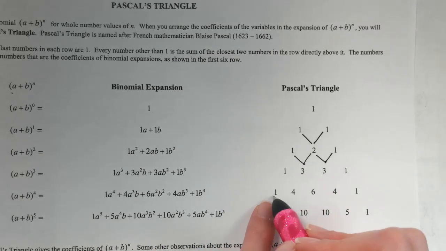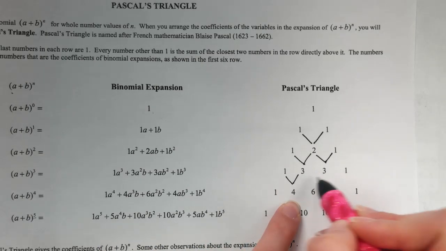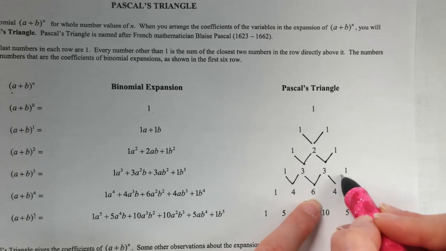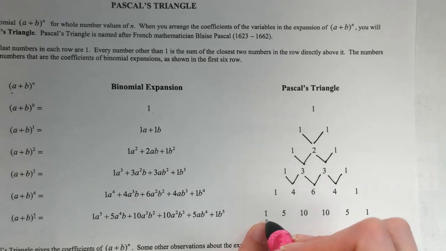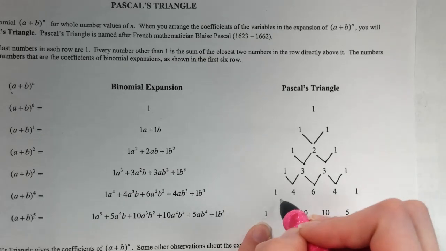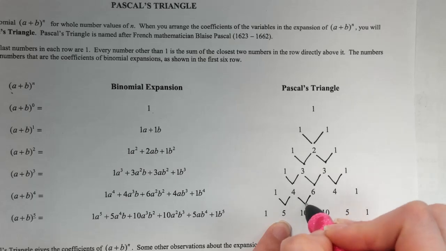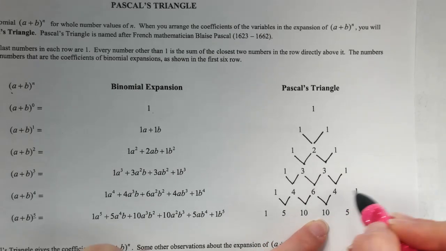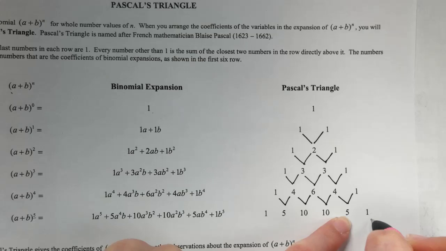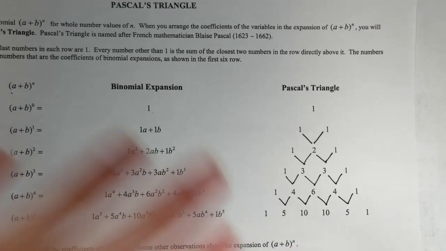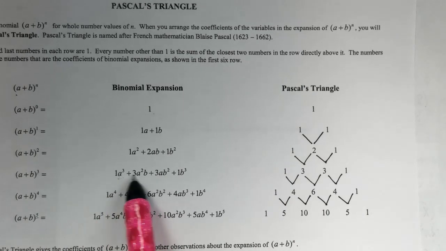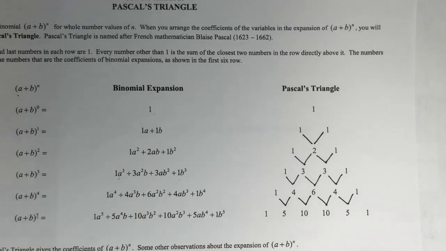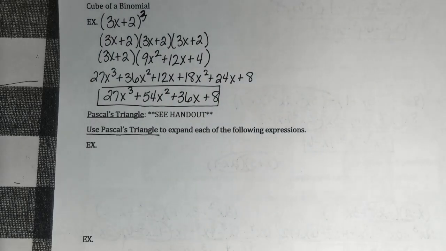My next row, I start with a 1, 1 plus 3 gives me 4, 3 plus 3 gives me 6, 3 plus 1 gives me 4, and then I end with a 1. And then my last row that I have on the paper, I start with a 1, 1 plus 4 gives me 5, 4 plus 6 gives me 10, 6 plus 4 gives me 10, 4 plus 1 gives me 5, and I end with a 1. So if you know how to build the triangle, it's easier than just memorizing, okay? What you will have to know is the pattern that your a's are decreasing as your b's appear. So let's put it together with our examples.